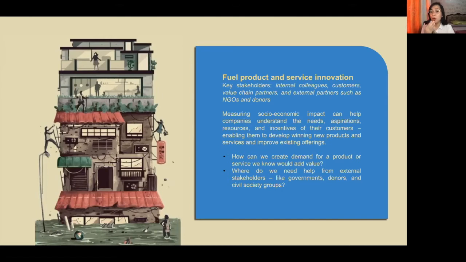How can we encourage people, other people, to try out the product that we are presenting sa kanila? At the same time, where do we need help from? External stakeholders like government, donors, civil society groups, kanina tayo hihingi ng tulong, okay? In order for us to create that particular demand, okay?